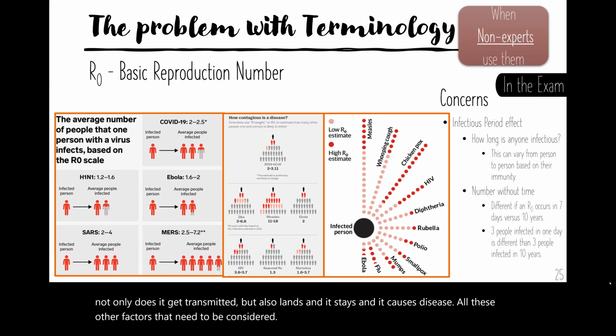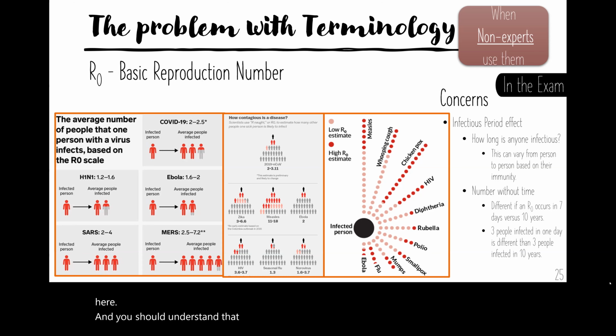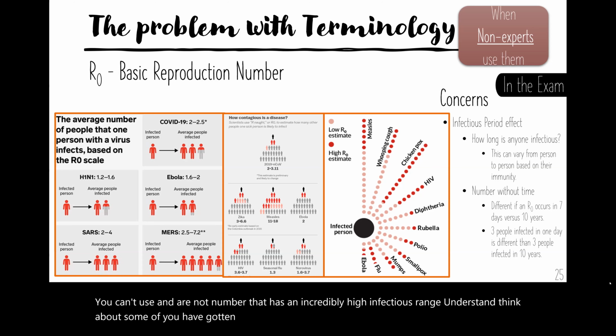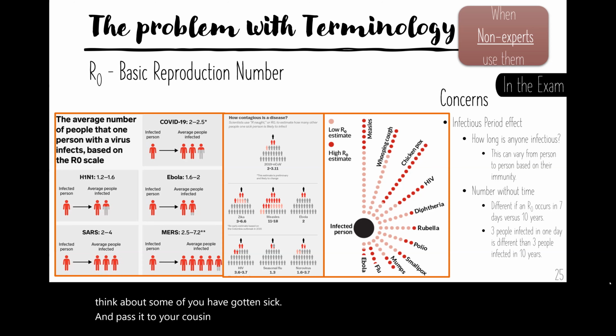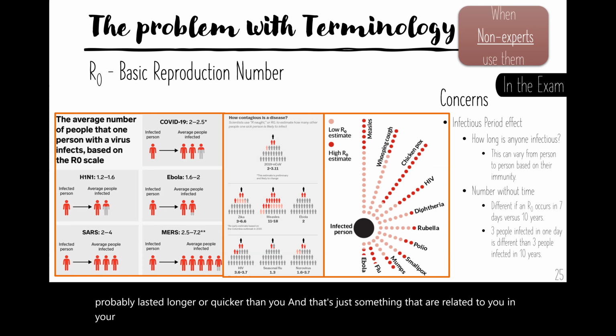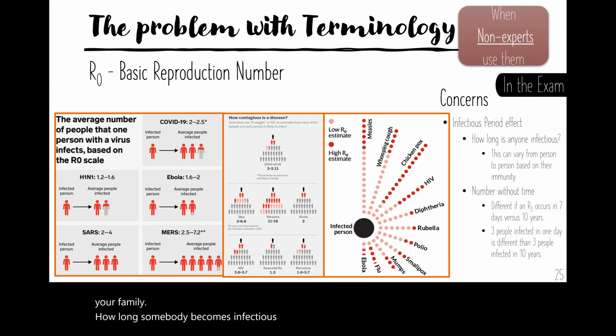So how long is anyone infectious? For example, one of the bigger concerns you should have here, and you should understand that that number is incredibly variable. You can't use an R naught number that has an incredibly high infectious range. I want you to think about this. Some of you have gotten sick and passed it on to your cousin, mom, brother, whatever, and they got sick faster and probably lasted longer or quicker than you. And that's just somebody that's related to you in your family. How long somebody stays infectious really varies from person to person.